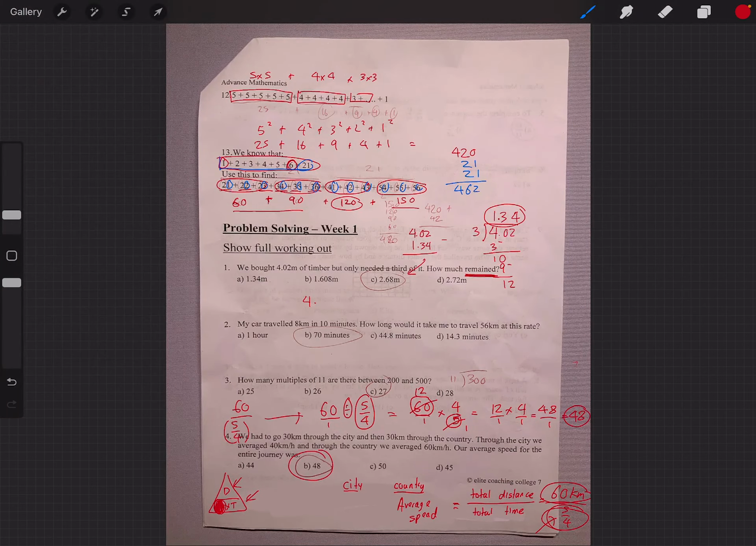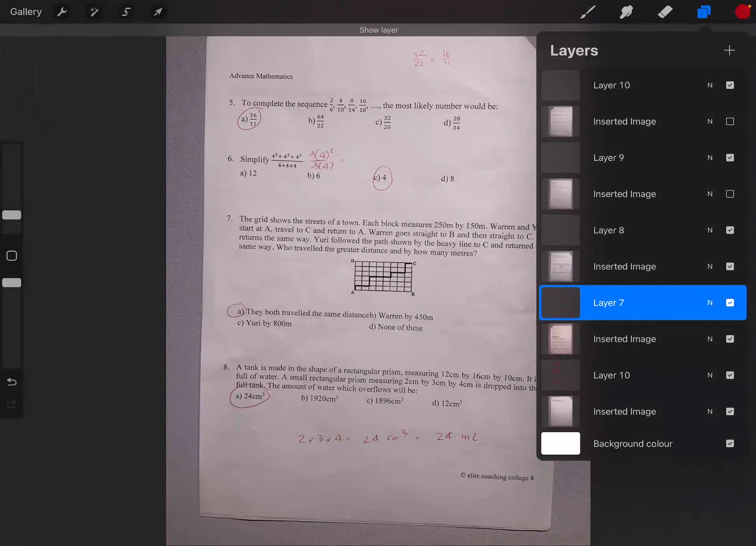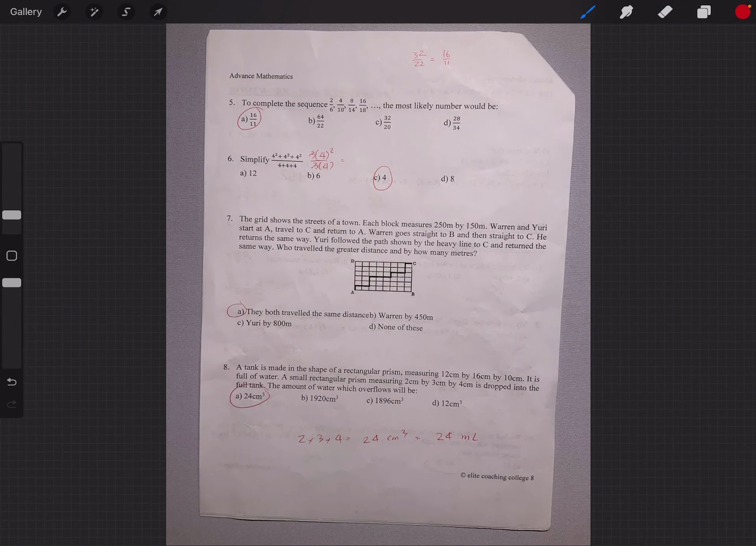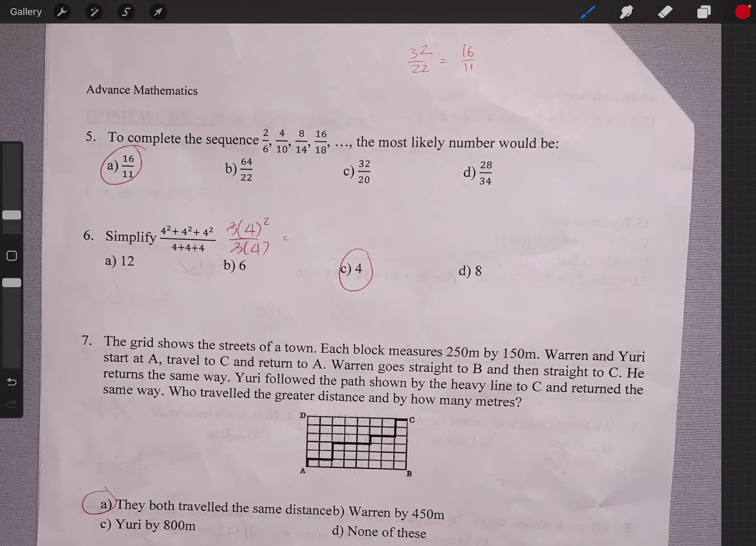Alright, now let's just go through the next page. Alright, to complete the sequence, the most likely number would be what? Okay, so to find the pattern, let's look at the top number. 2, 4, 8, 16. It looks like we're doubling, right? We double 2 to get to the 4, double 4 to get to the 8, double 8 to get 16. So the next number we double and we're going to get 32. Now let's look at the bottom number. It looks like I'm adding 4.